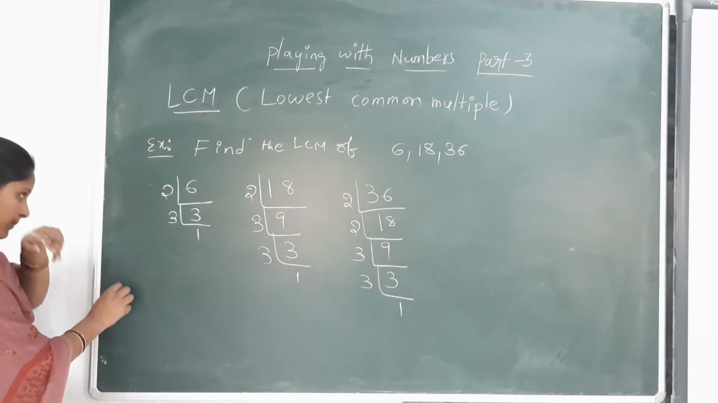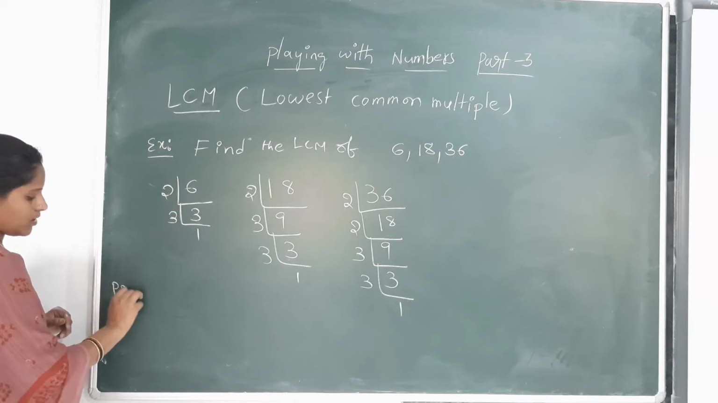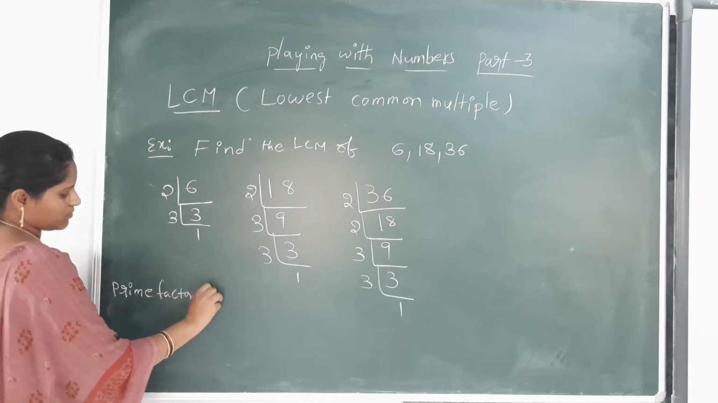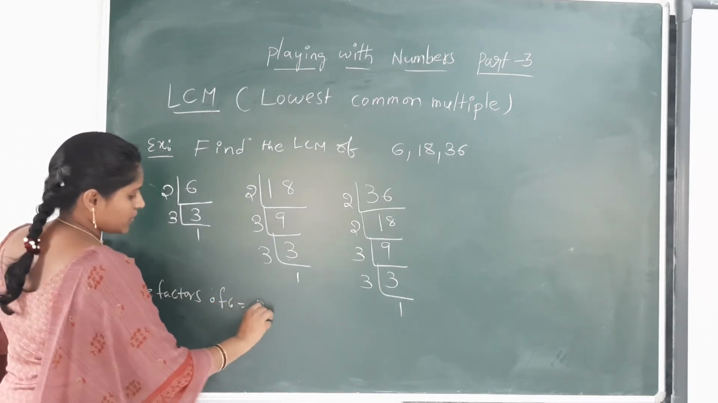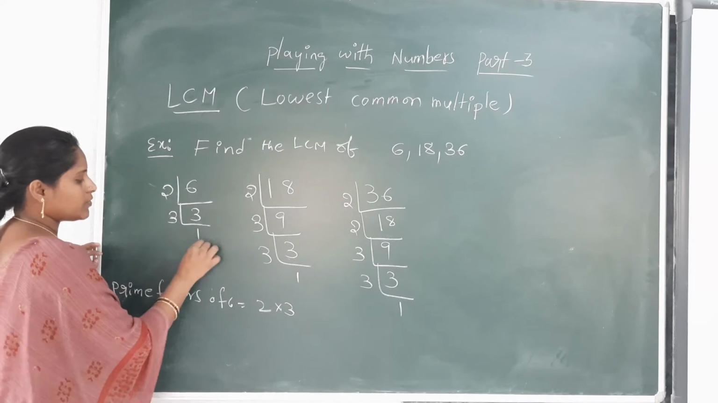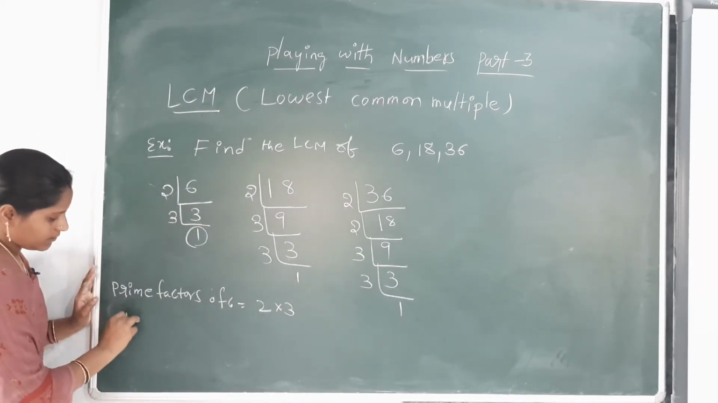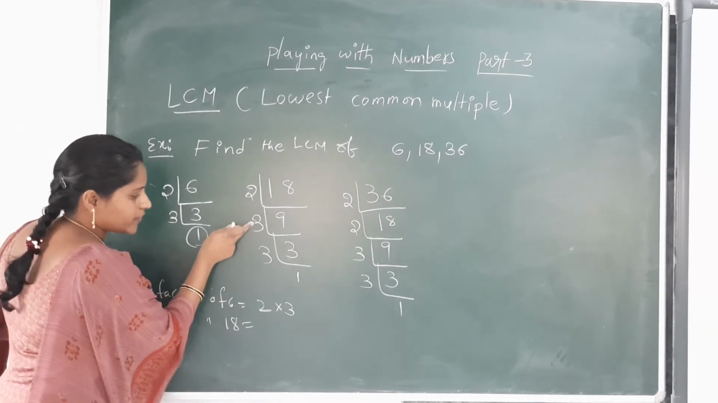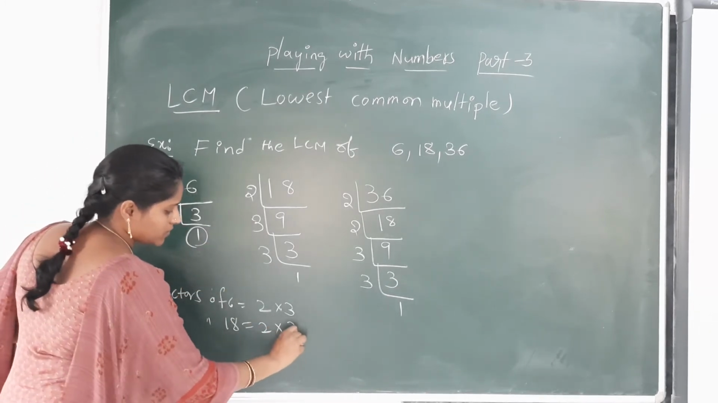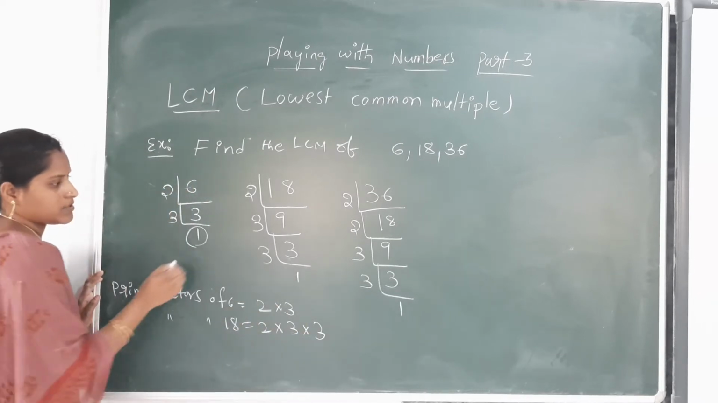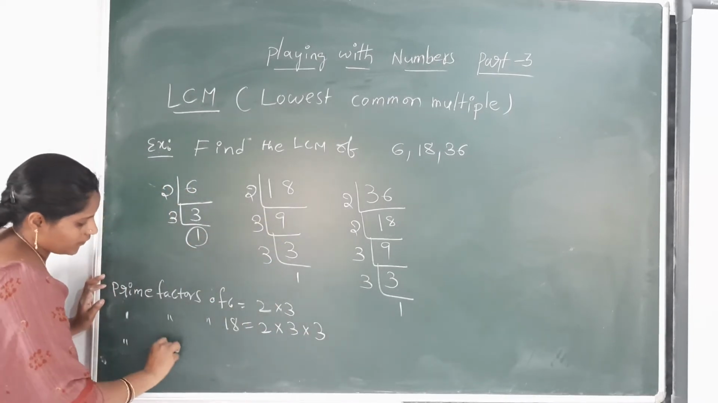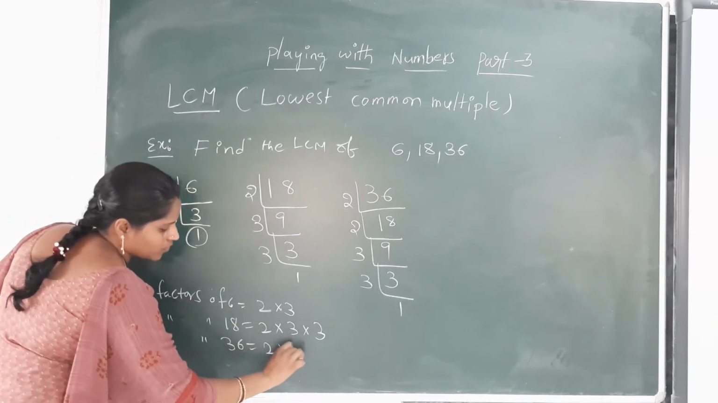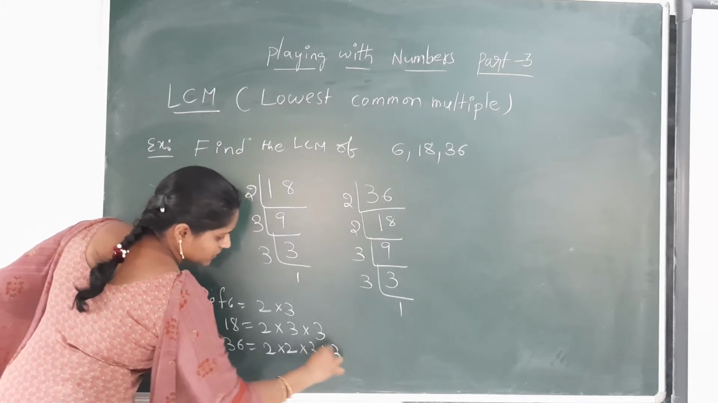Next, the prime factors. 6 is equal to 2 into 3. No need to take 1. Again, the prime factors of 18 are 2 into 3 into 3. Next, again, the prime factors of 36 are 2 into 2 into 3 into 3.